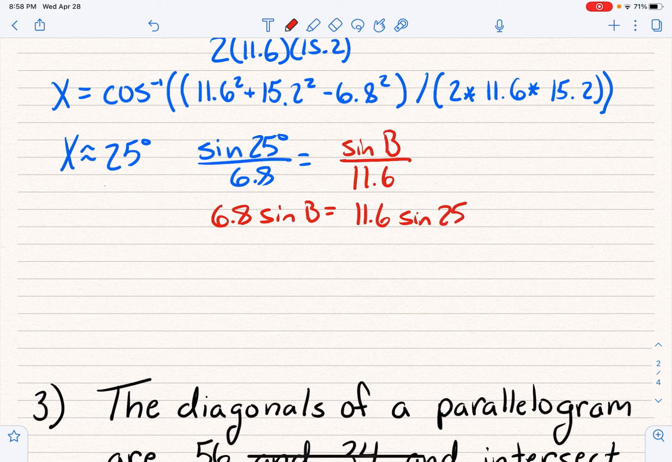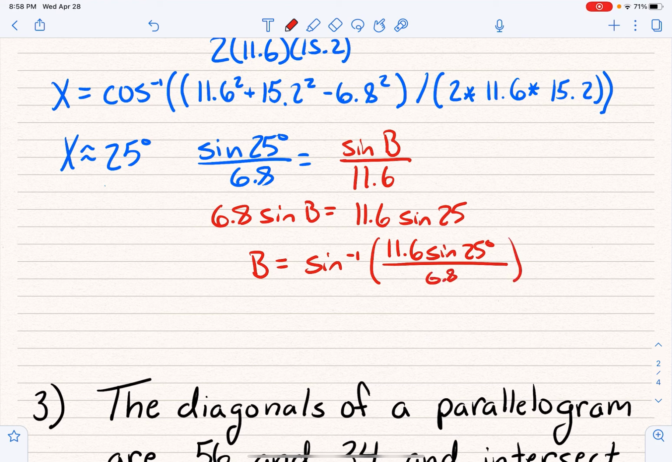You guys know where this is going, so I'm going to jump ahead and say B is equal to the inverse sine of 11.6 times the sine of 25 all over 6.8. And then plug that in my calculator. Inverse sine, 11.6 times sine of 25, close the parentheses, divided by 6.8, close parentheses, hit enter, and I get 46 degrees. So I get that B is about 46 degrees.